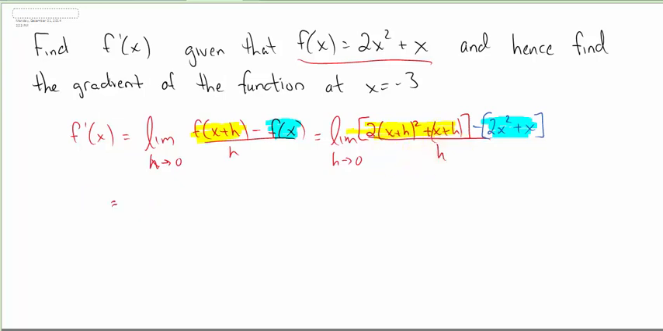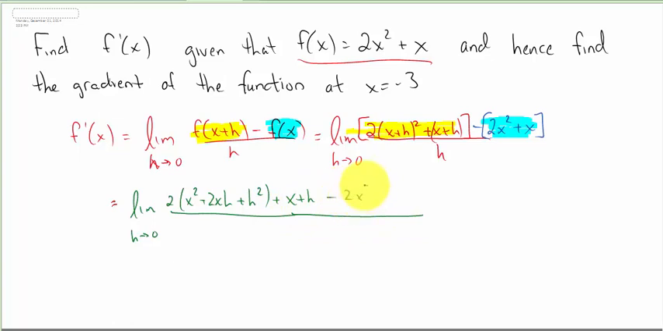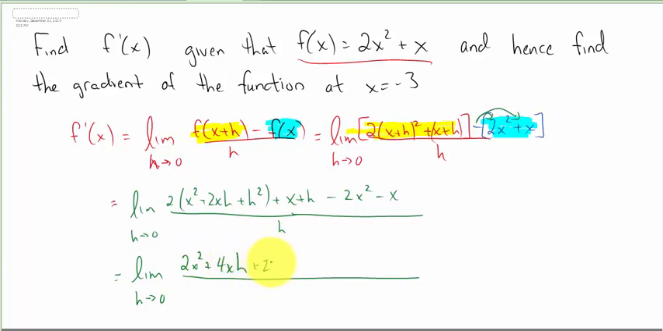And now we get to do some algebraic simplifying. So limit h goes to 0. Don't forget that. Don't leave it off. We have to expand the highlighted part. So 2 times x squared plus 2xh plus h squared, plus x plus h, minus 2x squared minus x. I distributed this negative, all over h. Limit h goes to 0. Two x squared plus 4xh plus 2h squared plus x plus h minus 2x squared minus x, all over h.